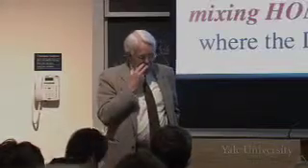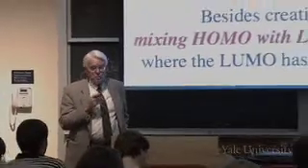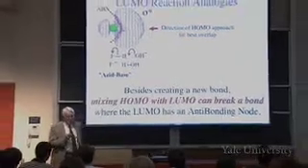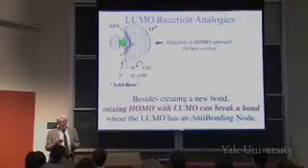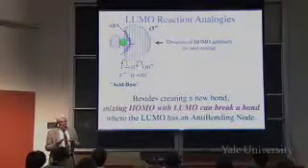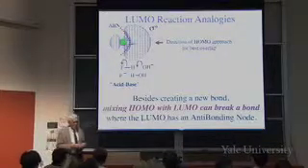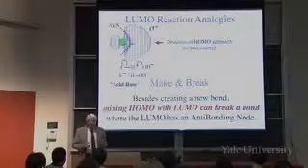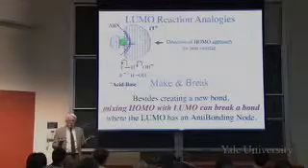Okay, now let's generalize a little bit further. So notice that besides creating a new bond, which would happen with H plus, mixing the HOMO with this LUMO can break a bond, right? If the LUMO, shown there, has an antibonding node, putting in electrons means that those electrons will be more stable if fluorine moves away, right? So you can not only make a bond, you also break a bond. So it's a make and break situation, whereas H plus OH minus is just a make situation.